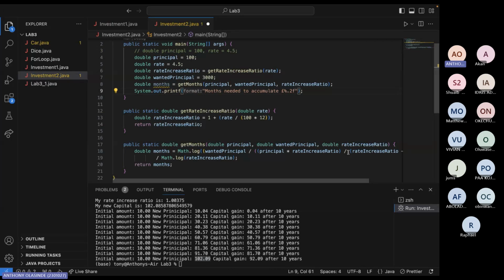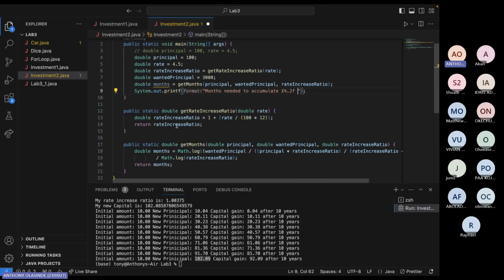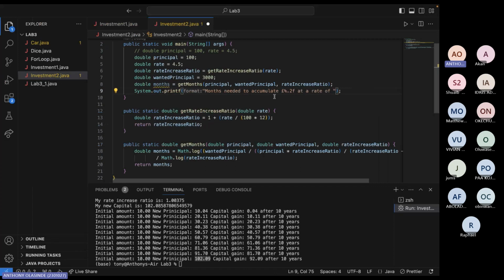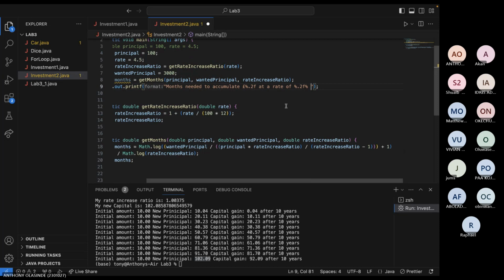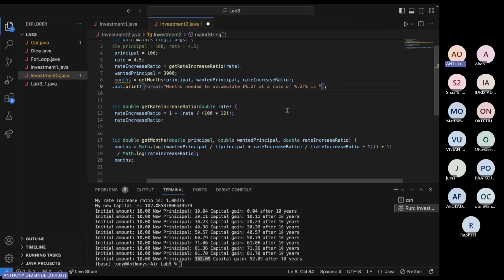Dot 2F, right? This is just fun. It has nothing to do with it. I just wanted to type the pound, so it's coming with it. The 2F at a rate of 4.5%. That'll be %.2F, then percent. Interesting. Okay, let's see what happens. Percent is 29 months. That will be here.